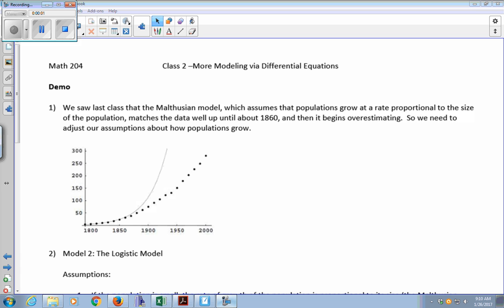All right, so in lesson 1, we were looking at the Malthusian model of population growth for the US population. It assumes that populations grow at a rate proportional to the size of the population. For the US population, it matches the data really well up until about 1860, and then it starts overestimating by more and more. So we need to adjust our assumptions about how populations grow, because this model didn't work that well.